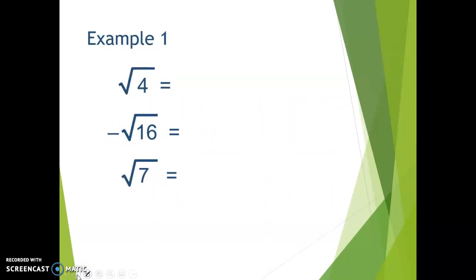Let's do a few examples together. Pause the video, try them on your own, and play when you are ready to check your work. Positive square root of 4 is 2. The negative square root of 16 is negative 4.